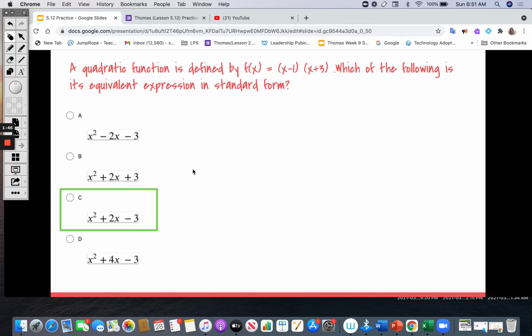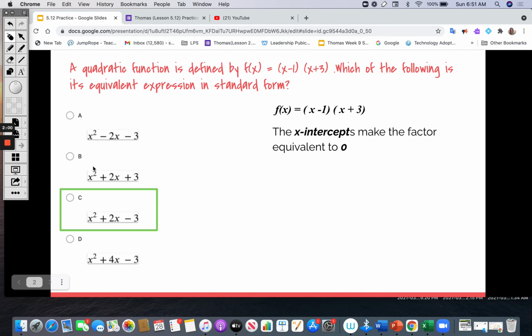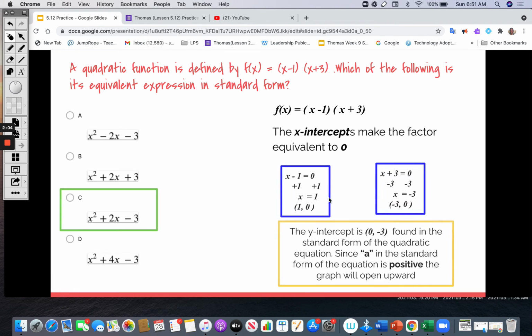The other thing we were asked to do is to find the x-intercepts, and we know our x-intercepts occur when y is equal to 0, or they make our factors equal to 0. So what we would do in that particular case is set each of our factors equal to 0. So x minus 1 is equal to 0, and you solve for x. x plus 3 is equal to 0, we solve for x. And so we're seeing in the first factor, x is equal to 1.